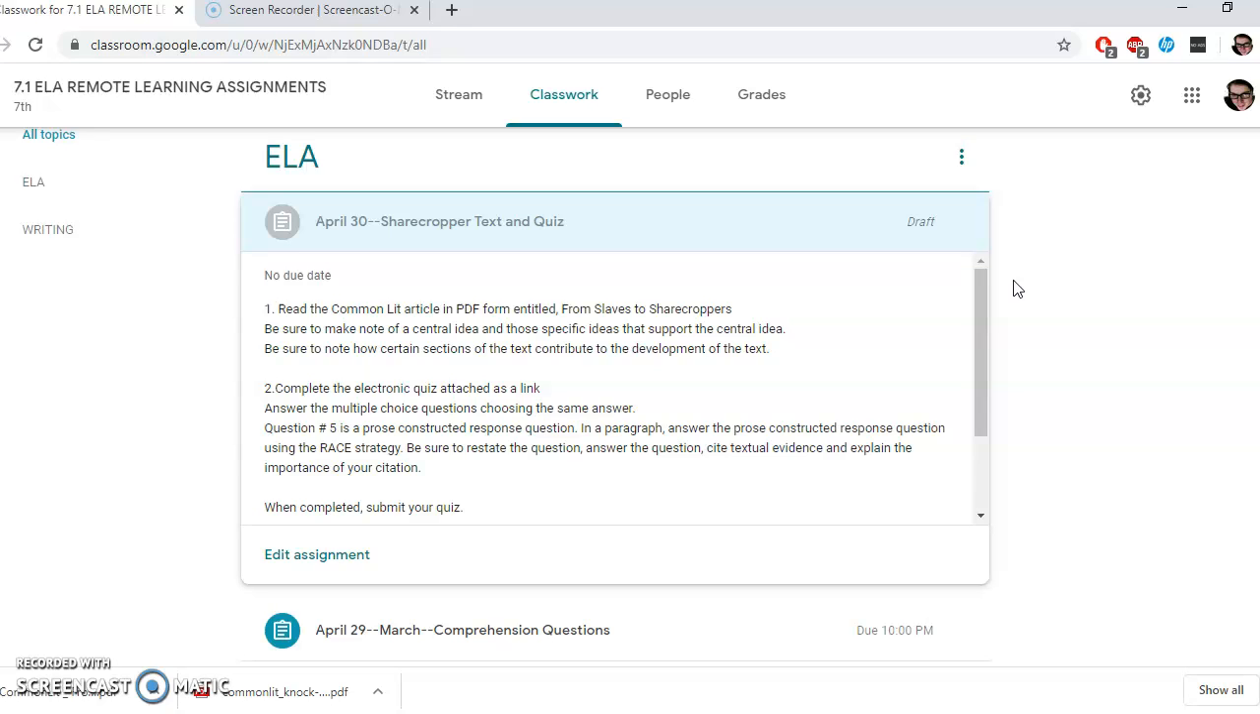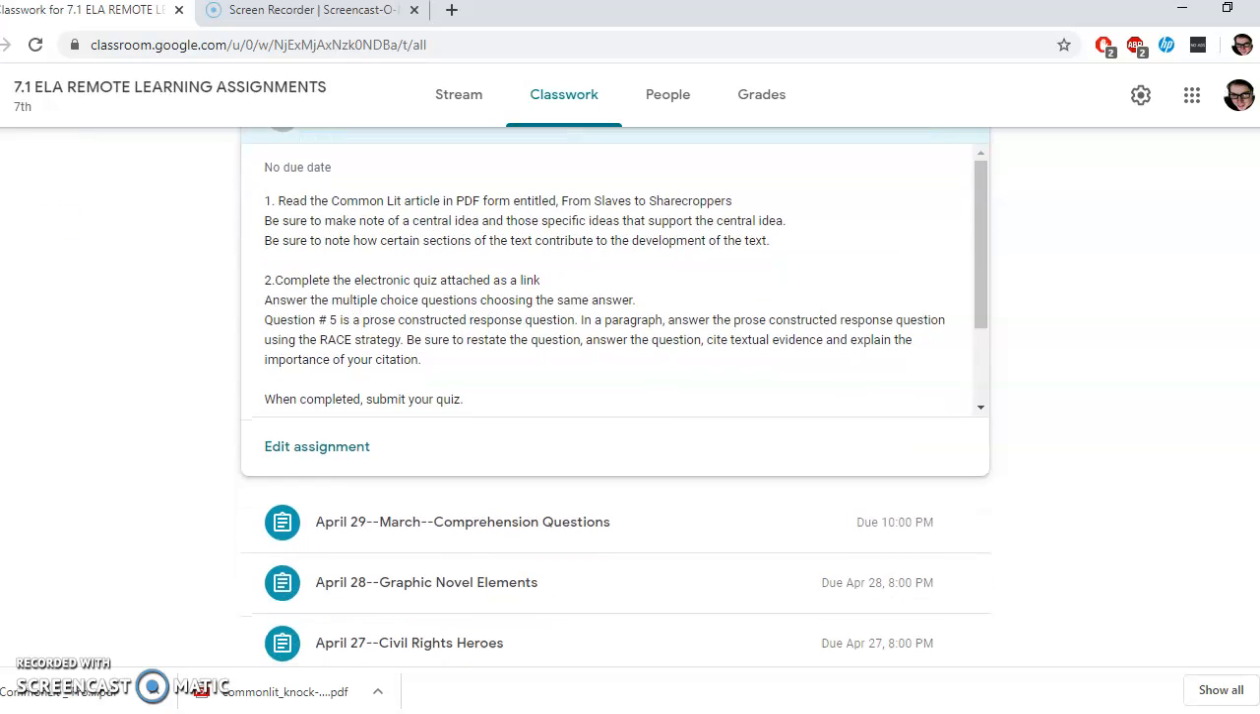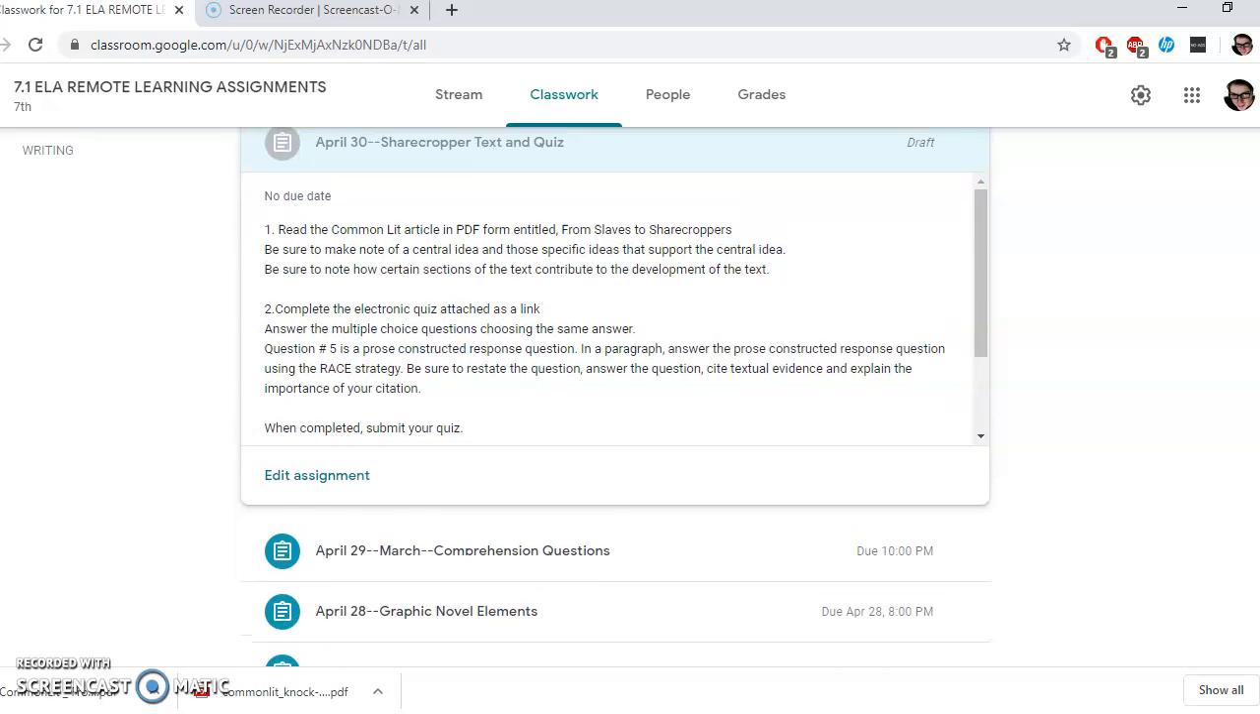You want to get an overall central idea, and you want to find those supporting ideas that help explain the central idea. You're going to be sure to note how certain sections of the text contribute to the development of the text, so certain ideas that are brought up in the text, and how they relate to everything else that's going on in the text. After that, you are going to complete an electronic quiz attached. I've got it attached as a link here.